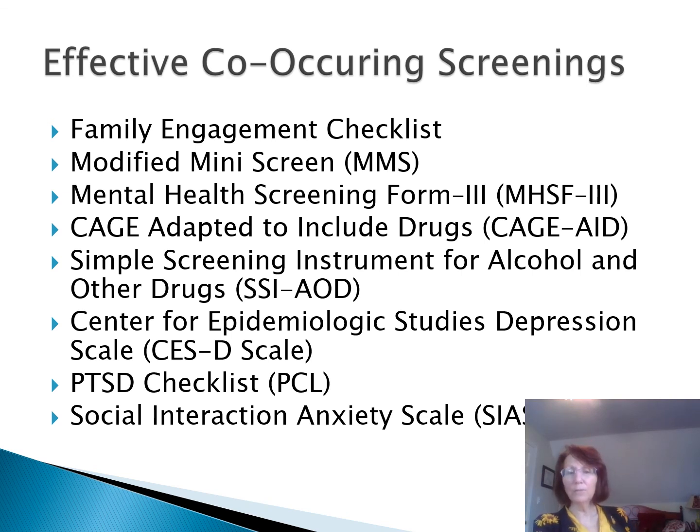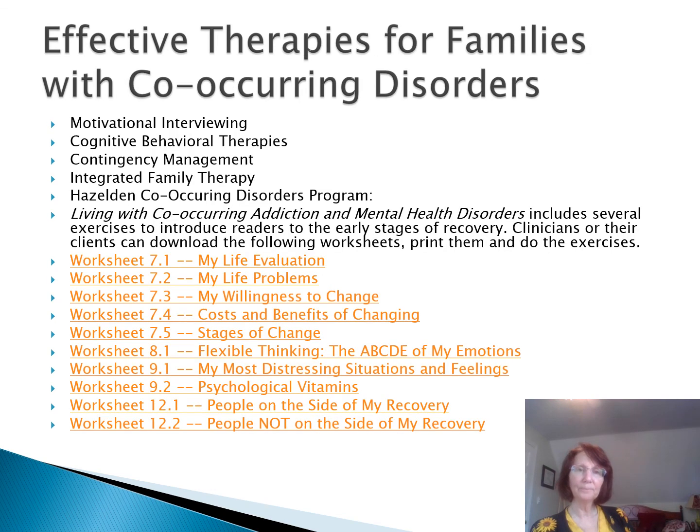So there are some effective co-occurring screenings that you can use, and these are the Family Engagement Checklist, the Modified Mini Screen, the Mental Health Screening Form, the CAGE adapted to include drugs, the CAGE-AID, the SSI-AOD, Simple Screening Instrument for Alcohol and Other Drugs, the Suicide Depression Scale, the PTSD Checklist, and the Social Interaction Scale, and these are included in your homework.